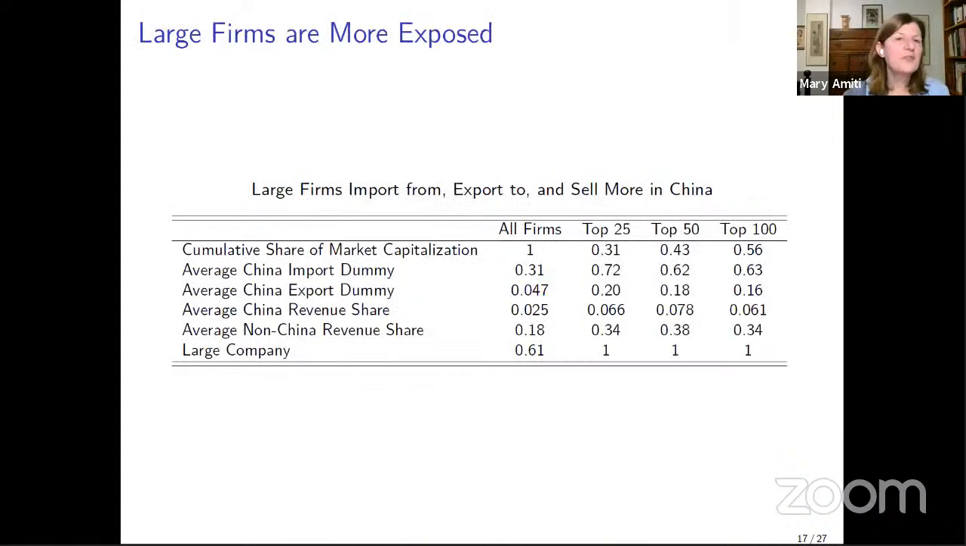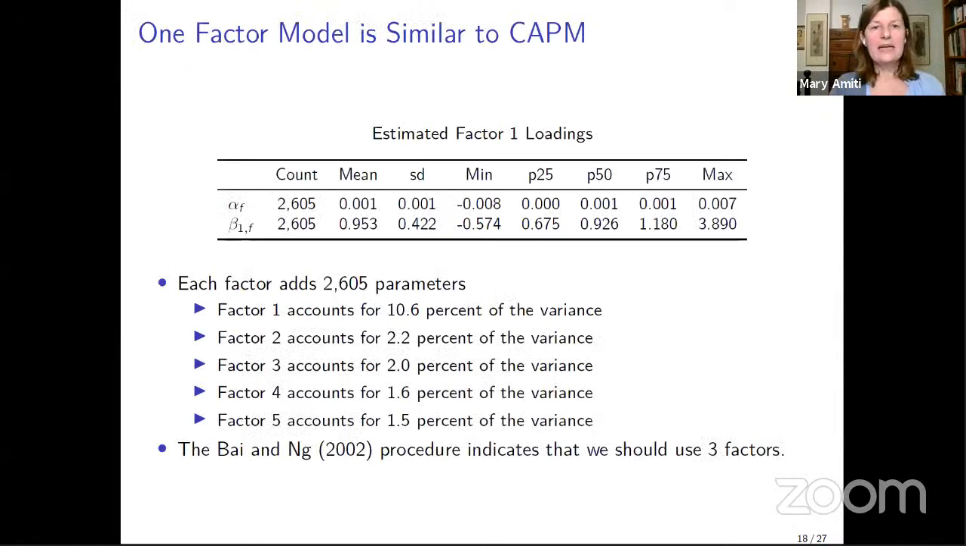And then, large firms are more exposed. I just want to say that if you look at the top 100 firms, they account for 56% of the market capitalization. And for the top 100, the average China revenue share is about 6%. So this variable turns out to be important. Okay, so let me turn to the estimation.